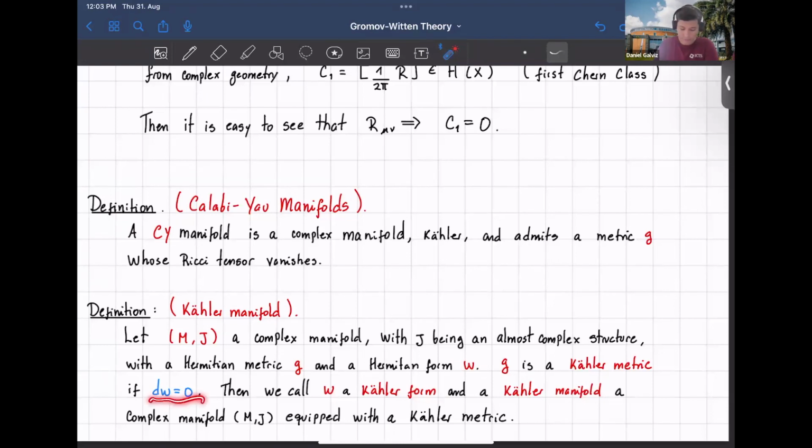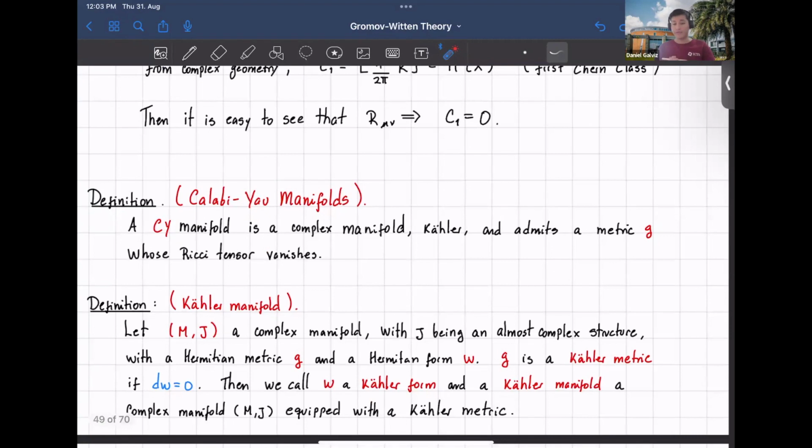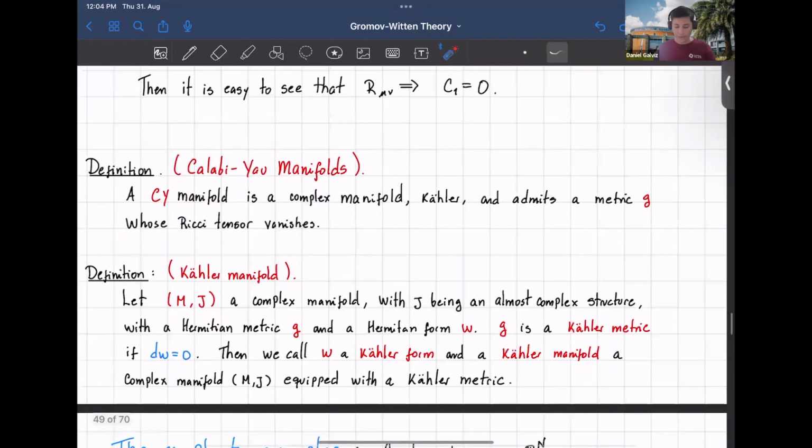So this is the definition of a closed form. I hope everyone is familiar with forms, differential forms. Then we call this form a Kähler form if it has these properties, and a Kähler manifold if our manifold is complex, has an almost complex structure, and has a Kähler metric. So roughly speaking, this is a Kähler manifold. It's not very clear, but I cannot go more into detail. Just please go to the Daniel Huybrechts talk.